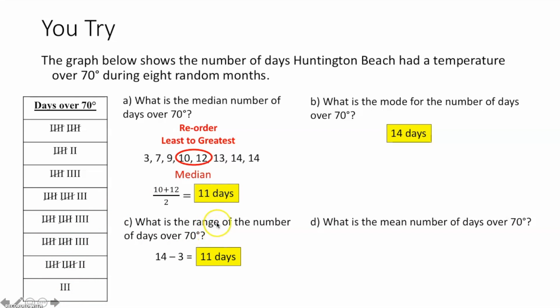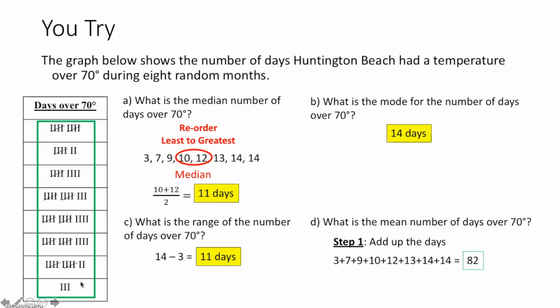That's your range. And then what is the mean number of days over 70 degrees? To figure out the mean, we go ahead and add up all of these days. So we add up all the numbers, and when we do that, we get 82. We then take those number of days all added together, divide them by the number of months here. We had 8 random months, so 82 divided by 8 is going to give us 10.25 days. That's the average number of days, the mean value of days over 70 degrees.